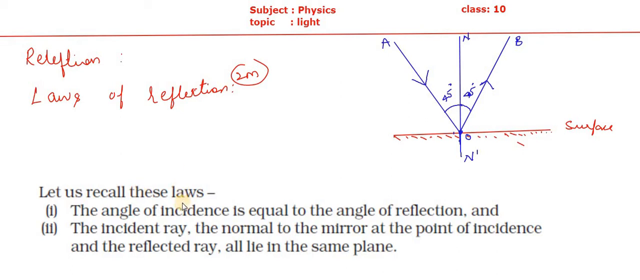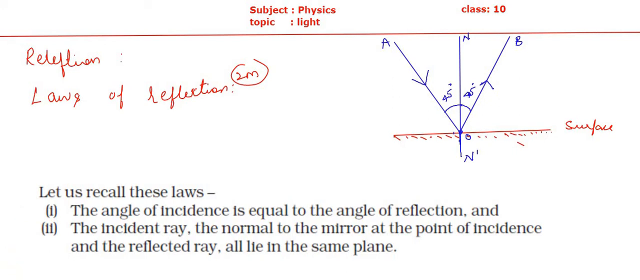There is no first law or second law as such, so you can take either of the laws. Only two laws we have. In that, first, the angle of incidence is equal to the angle of reflection. And the next one, the incident ray, the normal to the plane at the point of incidence, and the reflected ray all lie in the same plane.